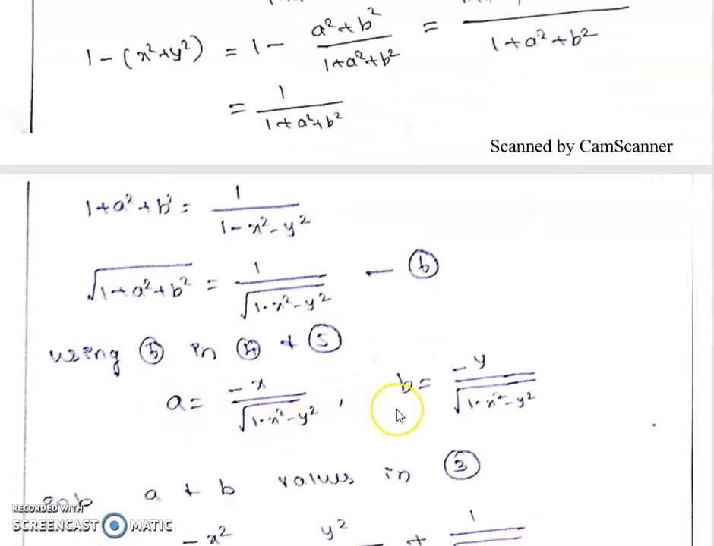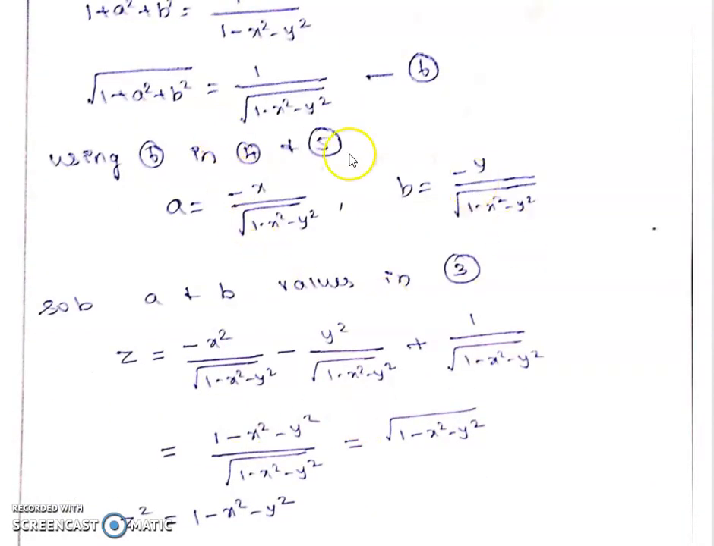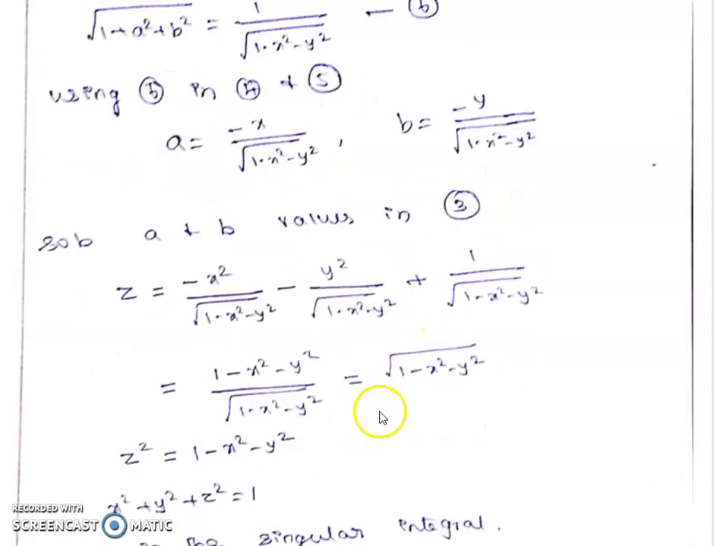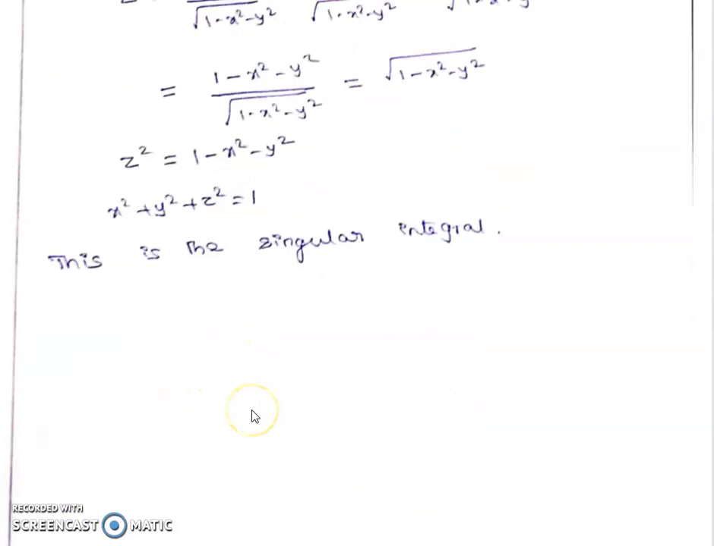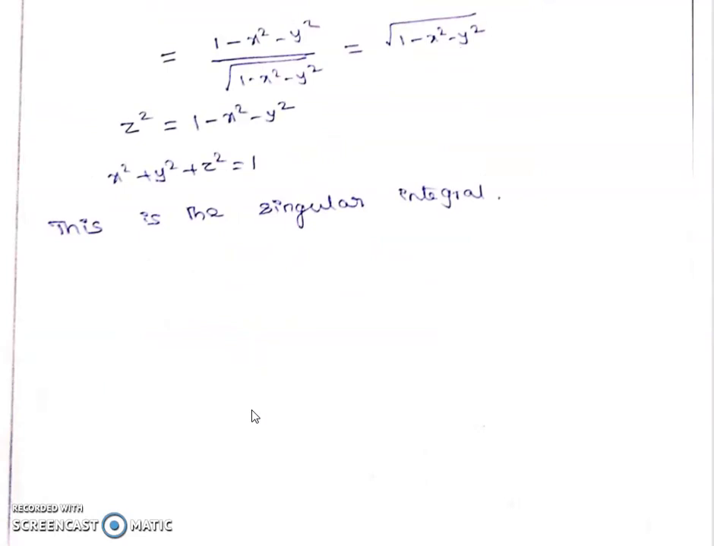So we got the a and b value. Now substitute this a and b value in equation number 3. So we get the solution x square plus y square plus z square equal to 1. This is a singular integral. So that's all. Next class we will see type 3.